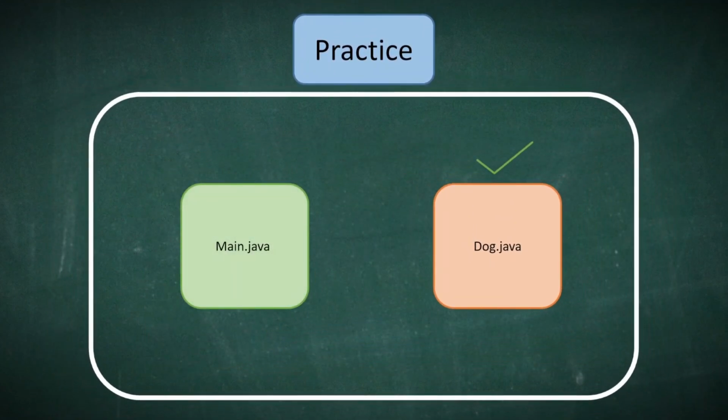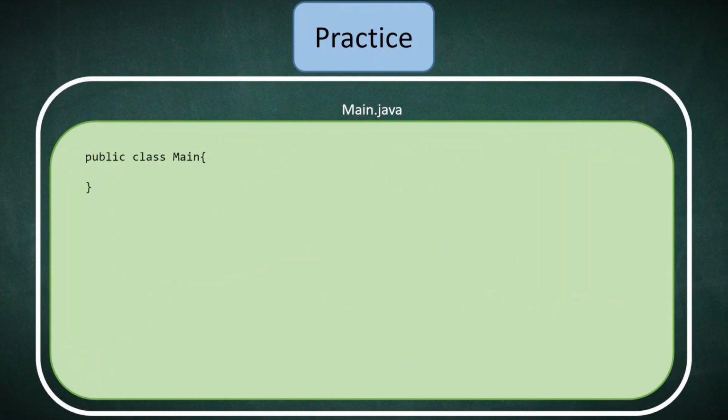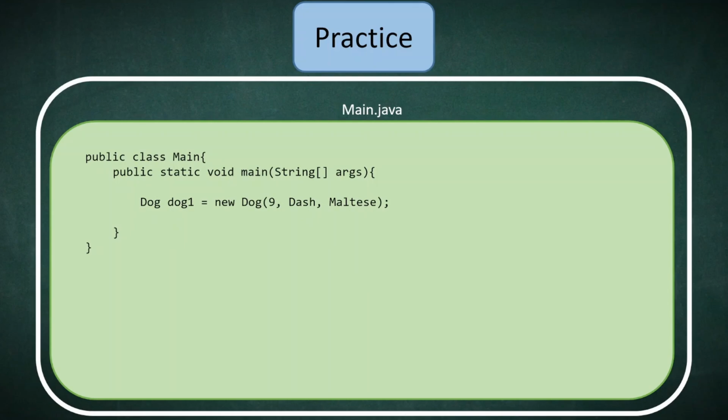So now that that's done, we need a way to use it in the main file. So go to main.java. Here we have public class main. Make the main method. And this is how we create an object. The type is dog. We'll give it a variable name like dog1 and set it equal to new dog. The age will be 9, the name will be Dash, and the breed will be a Maltese.